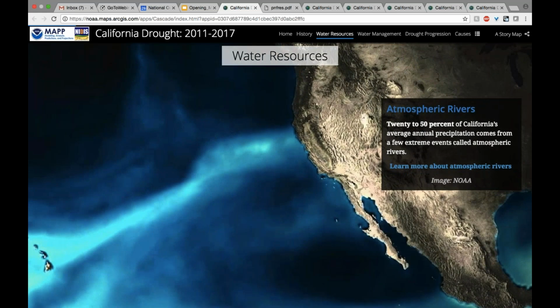And then contributing to this snowpack are extreme events called atmospheric rivers, which I'm sure many of you are familiar with. And they provide about 20 to 50% of California's average annual precipitation. So you can think of these as rivers of the sky that are narrow regions of strong winds and lots of moisture in the atmosphere that help transport water moving from the Pacific Ocean to California and can dump tons of rain and snow on the state. So they really are a blessing and a curse because they can substantially support California's water supply, but also cause damaging flooding.